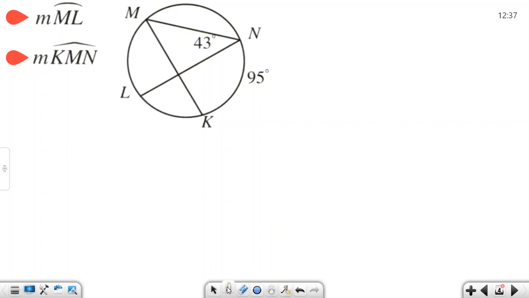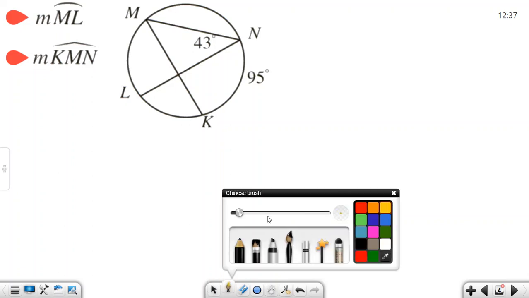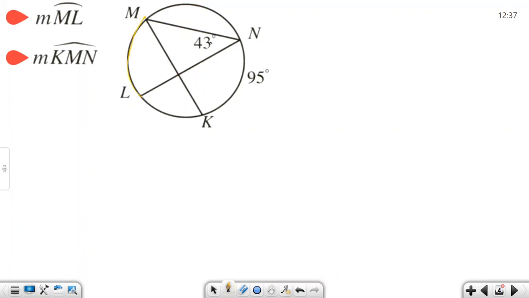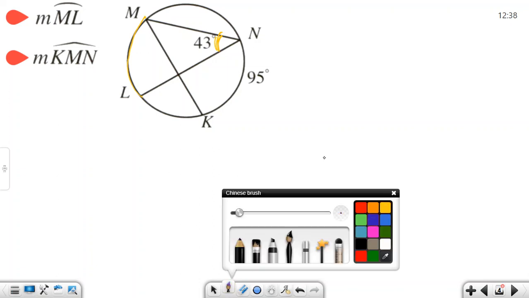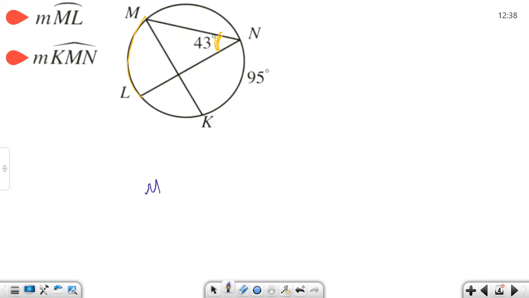Let's solve some examples. That's the first one. Find each measure. What's the measure of arc ML? That's the arc here, ML, and as you see, that's the inscribed angle of this arc. This angle is half of ML, so the arc is 2 times the angle. So the measure of ML equals 2 times 43. If it's half, the arc will be double. 2 times 43 is 86. So the measure of ML equals 86.